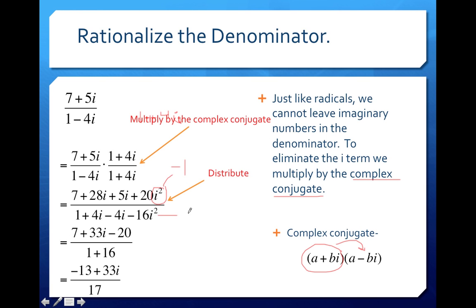Same thing here, -1. So that's going to give me a positive 16 on the bottom. These cancel out, which is nice. So 1 plus 16 is 17, and on top, 28 plus 5 is 33, and 7 minus 20, because that's a -1, is -13. So my final answer, notice on the bottom, I have a real number, and on top, I have a complex number. Easy.